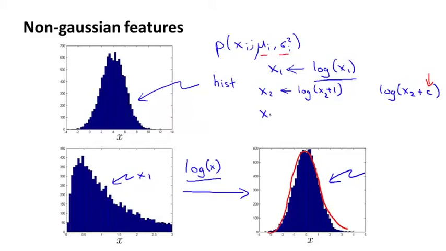Or for a different feature x3, I might take the square root. Square root is just x3 to the power of 1/2, right? And this 1/2 is another example of a parameter I can play with. So for x4, maybe I'll instead replace it with x4 to the power of something else, maybe to the power of 1/3. And all of these, this exponent parameter or the c parameter, are examples of parameters you can play with in order to make your data look a little bit more Gaussian.